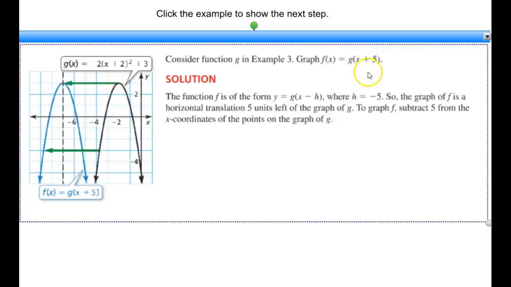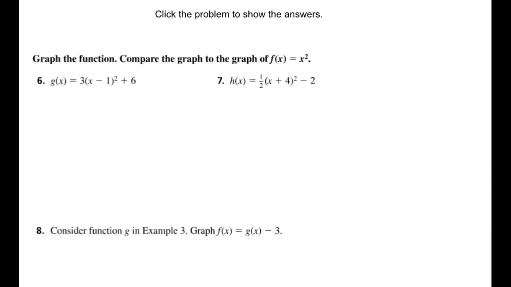So then it would translate it up or down. But here is an h value because we're inside the parentheses. So here are your couple monitoring progress. See what you can do with these.